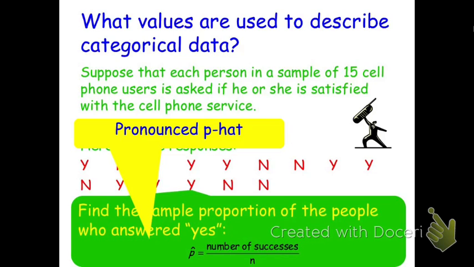So P hat is just the number of successes over your sample size. Do you need me to go back? What page is this on? This is on the page that you're making your T-chart.